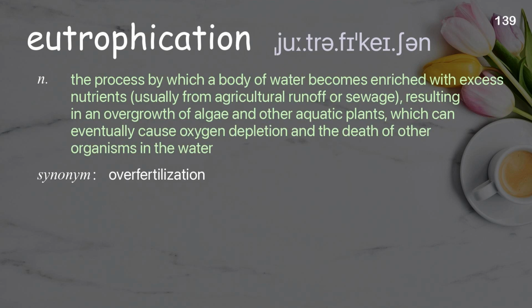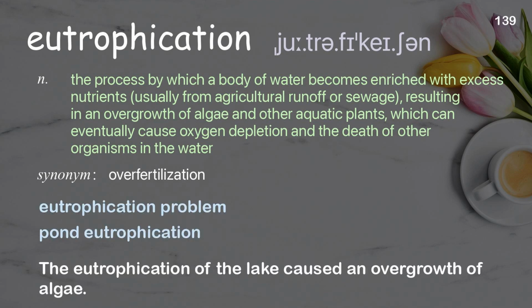Eutrophication. The process by which a body of water becomes enriched with excess nutrients, usually from agricultural runoff or sewage, resulting in an overgrowth of algae and other aquatic plants, which can eventually cause oxygen depletion and the death of other organisms in the water. Examples: eutrophication problem, pond eutrophication. The eutrophication of the lake caused an overgrowth of algae.